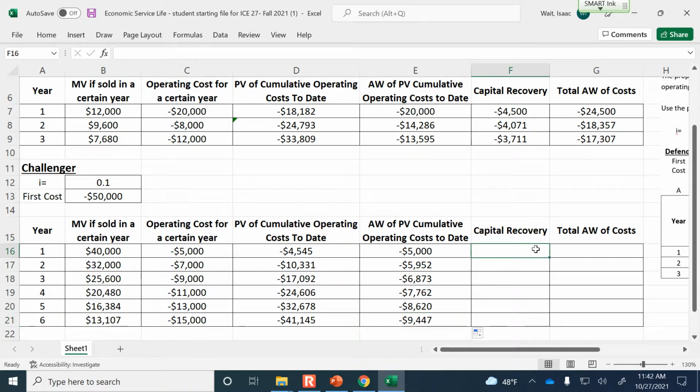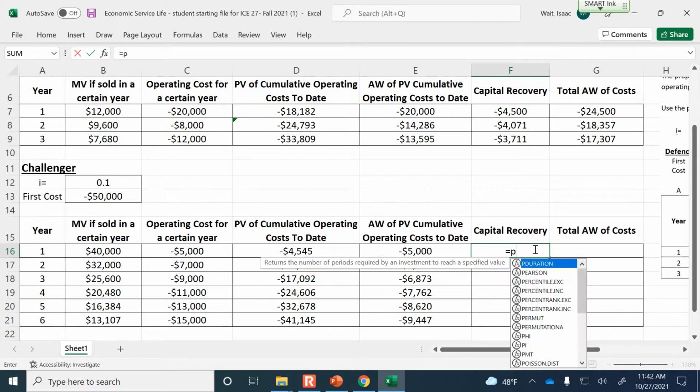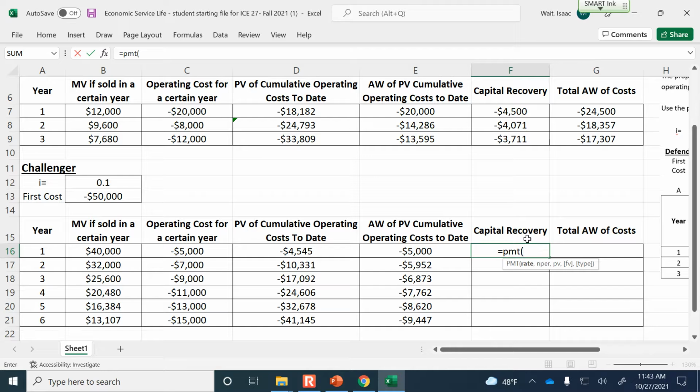All right, capital recovery. Don't just think about what needs to go into the equation. Think about the definition of capital recovery. The definition of capital recovery is the cost of ownership taking into account 2 components, the purchase price and the sales price at the end of the item's life. And so we're going to put those two things into this capital recovery function. We're going to do the payment, PMT, because we're annualizing a present and a future value. The rate is this 10%.